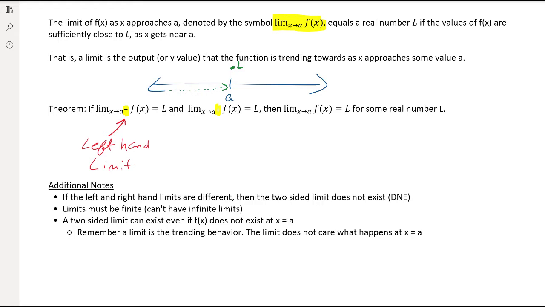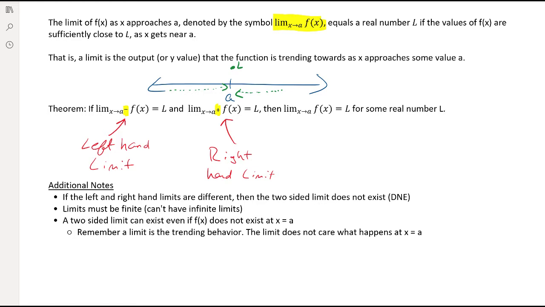And then the other part of this theorem says, what if the limit as x approaches a from the right of f of x equals L? We call this a right-hand limit. Okay? So what we're saying here is if we approach that x value of a from the left and we get some limit L, and we also approach that same a value from the right. So now we're talking about values that are slightly larger than that x value of a.